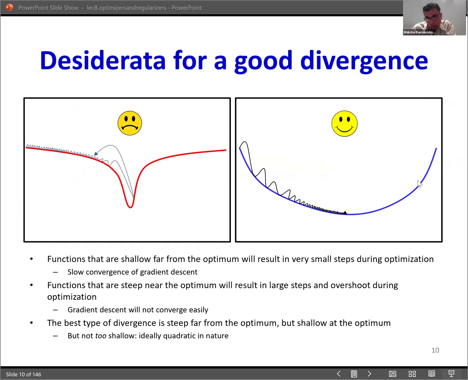Whereas if you had the more bowl-shaped divergence function, then the steps you take are going to be big far away from the minimum. And then as you approach the minimum, they're going to get smaller and more careful. So the best type of divergence is bowl-shaped. And even so, you don't want it to be too shallow near the optimum, because if it is, then you'll slow down. So a quadratic function is somewhat close to an ideal shape for the loss.